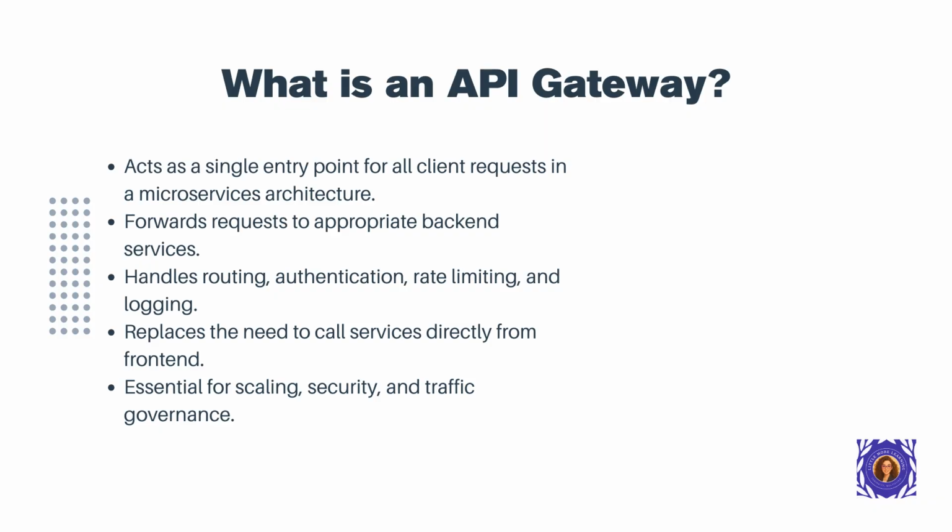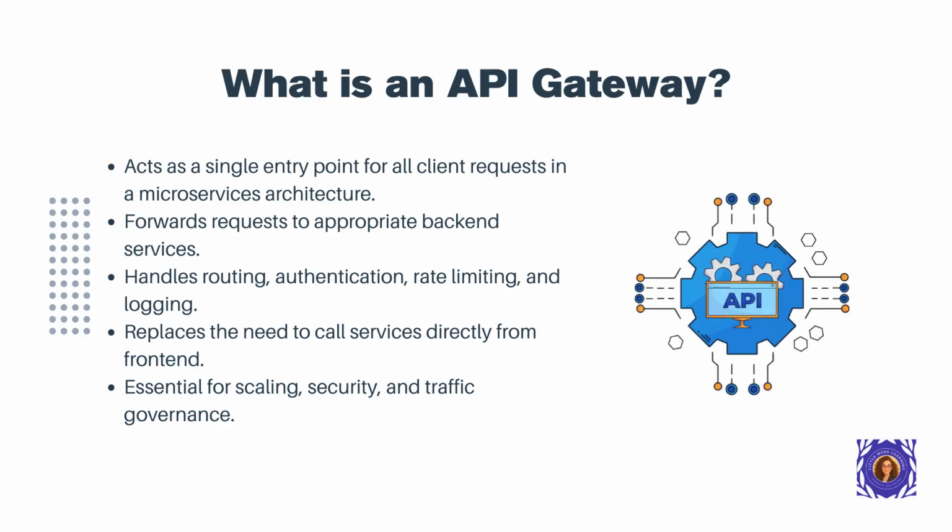Today we're diving into API gateways. API gateway? Think of it as the front door to your microservices architecture. It's a single entry point that receives all client requests, then intelligently forwards those requests to the appropriate backend services. Instead of having your front-end applications talk directly to dozens of microservices, they only need to communicate with this one gateway. Behind the scenes, the gateway handles critical functions like routing, authentication, rate limiting, and logging. This approach is absolutely essential when you're building systems that need to scale, remain secure, and govern traffic effectively.